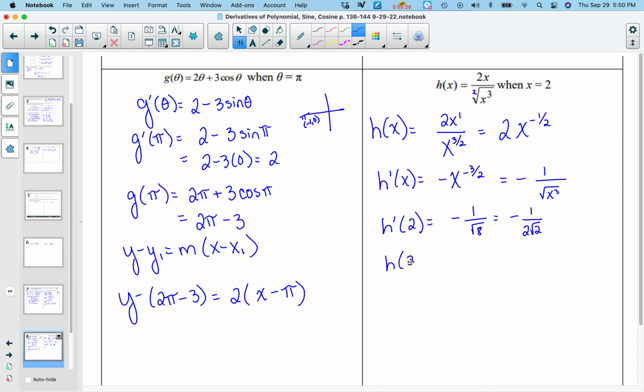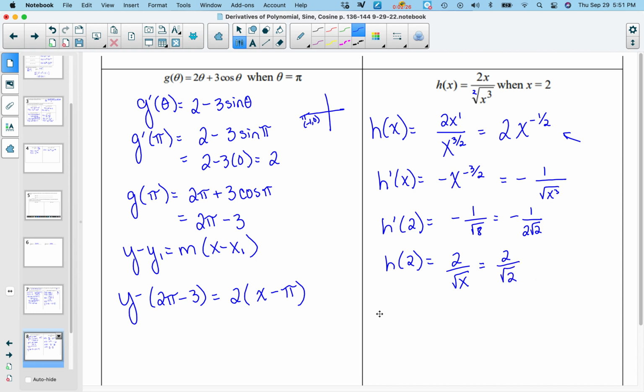So now I need to know h of 2 so I can figure out the y value. I'm going to plug a 2 back in up here to what I have originally. And actually, I'm going to plug it into this part right here where I simplified it a little bit. Because this is just 2 over the square root of x. Let me change that. This right here is 2 over the square root of x, because x to the minus 1/2 would be the square root of x, but flipped to the denominator. So when I plug in a 2, I get 2 over the square root of 2.